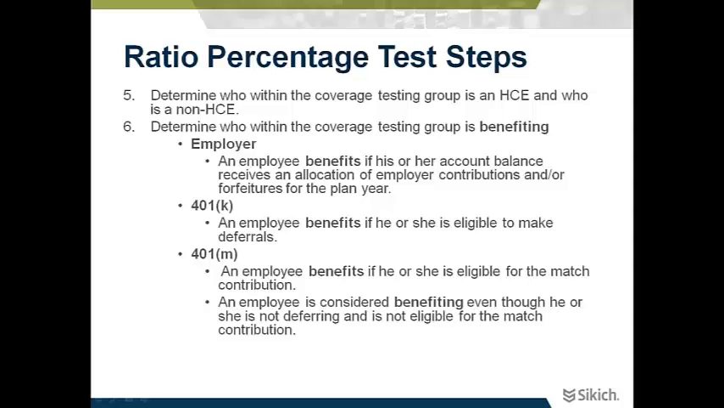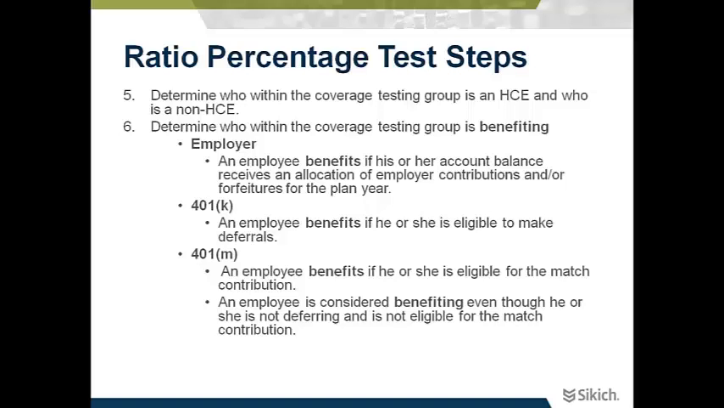Now, step 5, once the coverage testing group is determined, we identify the HCEs and the non-HCEs. Remember, an employee is considered an HCE if he or she has met either the 5% owner test or the compensation test. And it's also important to note that each component of the plan, the employer component, the 401k salary deferral component, the employer match component, each component must pass coverage separately. And then step 6, we determine who within the coverage testing group is benefiting.